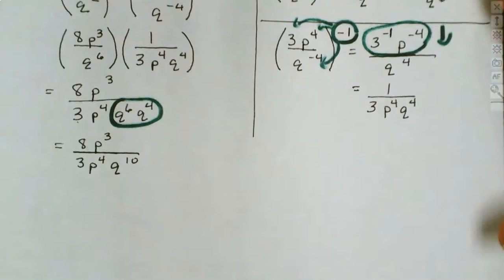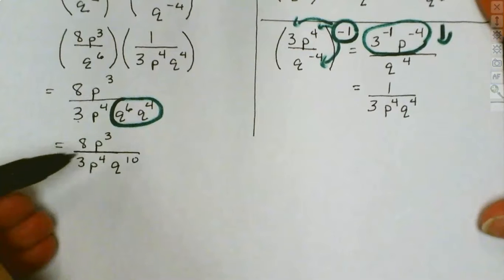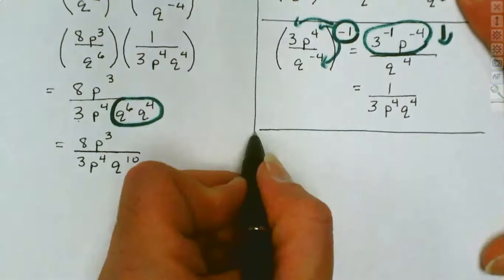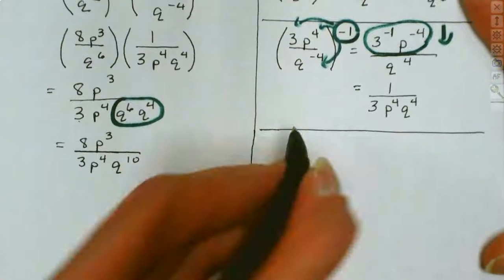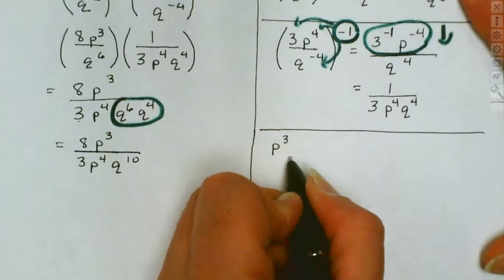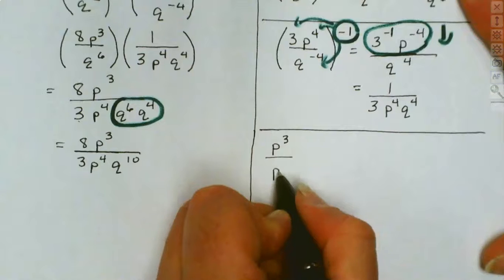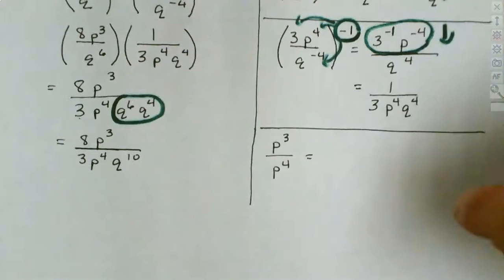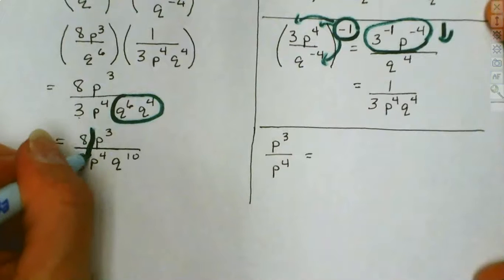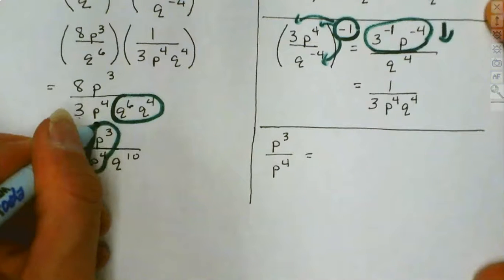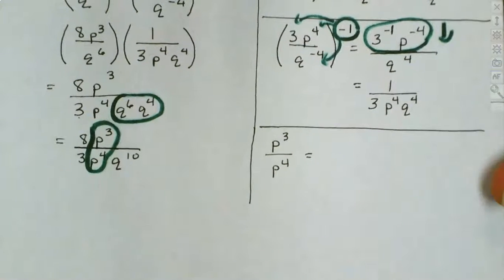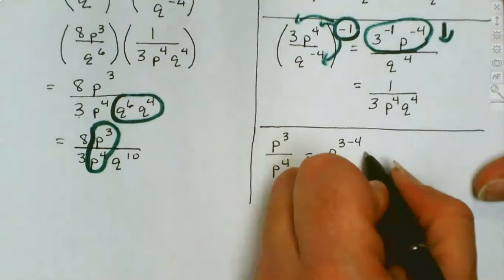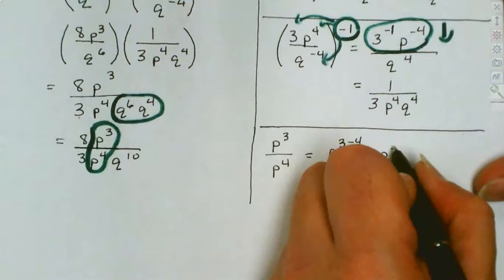Now what about the p's? And again, if you want to, you can write it over here if you want to use some scratch paper. What about the p's? We have a p cubed over p to the 4th. What are we doing when we look at just the p's? We're only going to do it one piece at a time. Yep, we're going to subtract them. And that leaves you then with p to the 3 minus 4 power, which is then p to the what? Negative first.